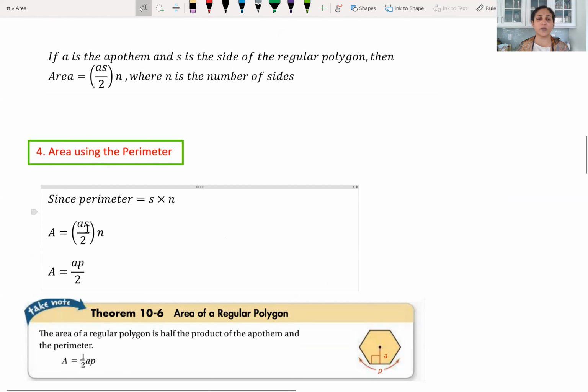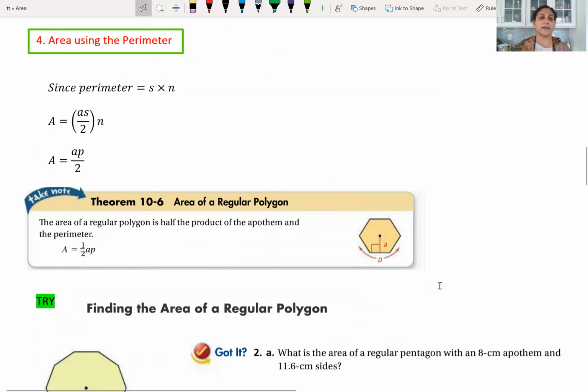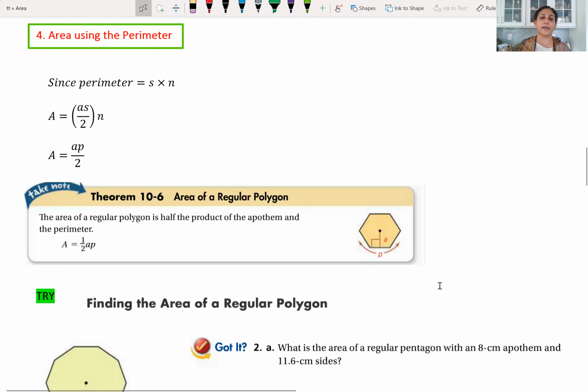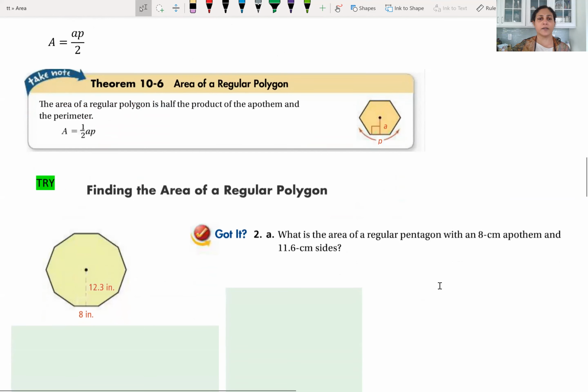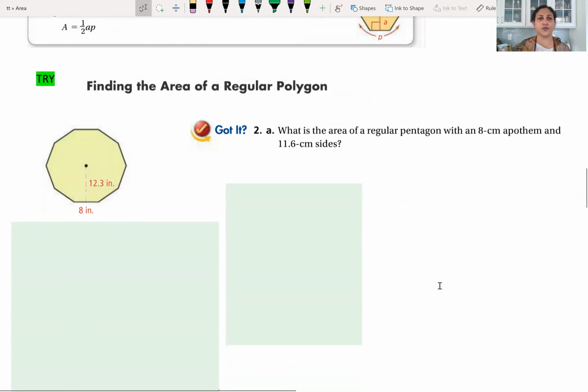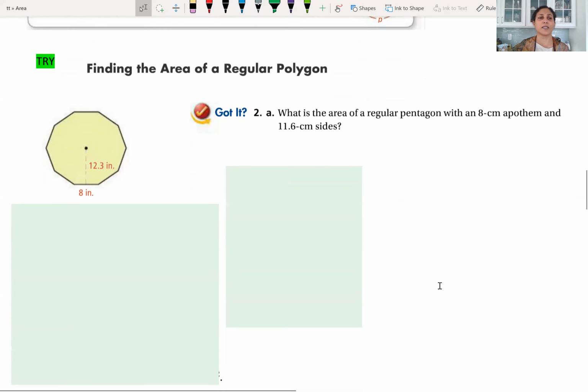If I simplify this, it's ASN over 2, and S times N is the perimeter. This is the formula you're going to use most often: the area of a regular polygon is half the product of the apothem and the perimeter. So let's try two sample problems here.